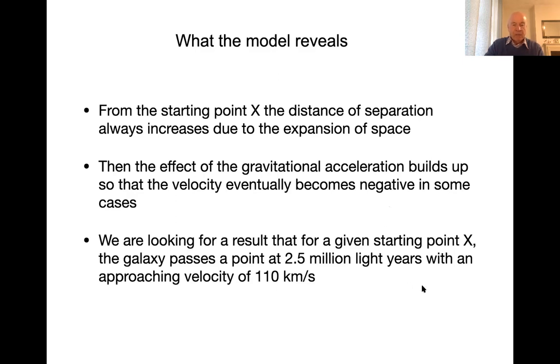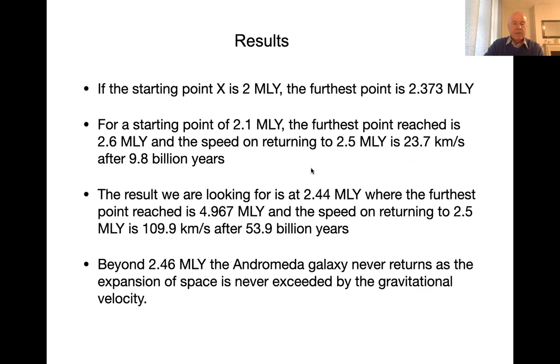And we're looking for a result that for a given starting point x, the galaxy passes a point at 2.5 million light years with an approaching velocity of 110 kilometers per second. And here's what we find by running the spreadsheet. So if you had a starting point x at 2 million light years, the furthest point of separation is at 2.373 million light years. In fact, that means it never reaches 2.5. So this result is not possible.